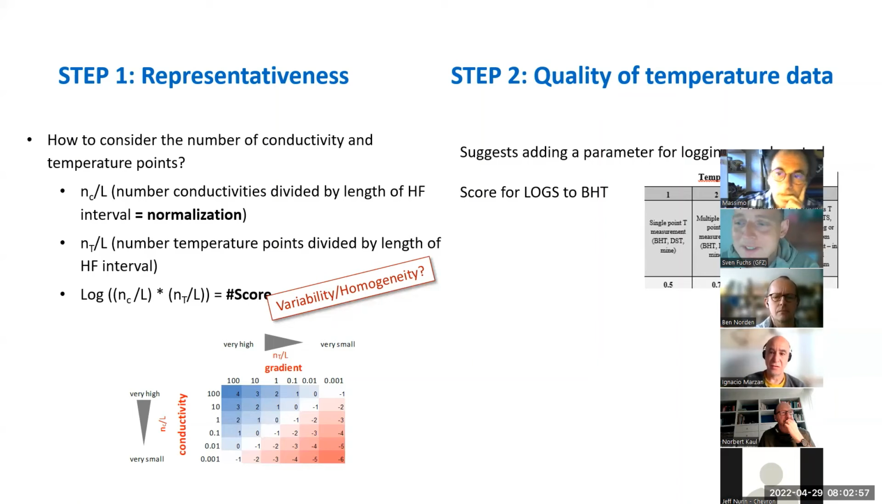I see a lot of question marks. Ben, what are your concerns? Well, yes, I'm just thinking if this is really helping us. I think it's nice, but this is what we should make possible for the database itself, to select data where drill stem test temperature data is recorded. But when I think in terms of quality of the heat flow, then I come back to the point that we want to characterize an interval.